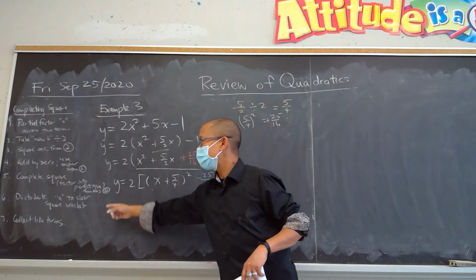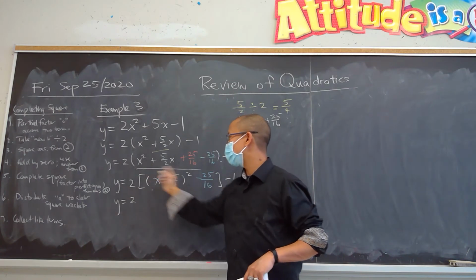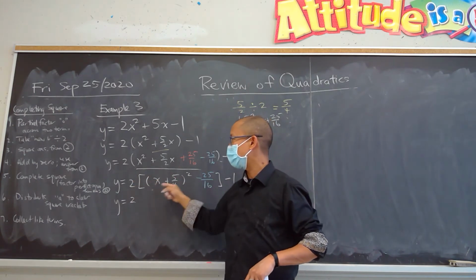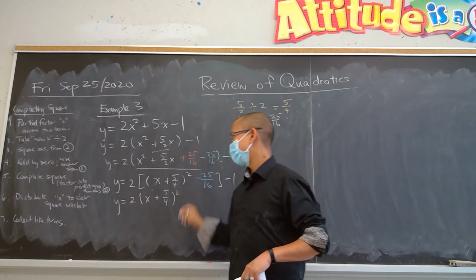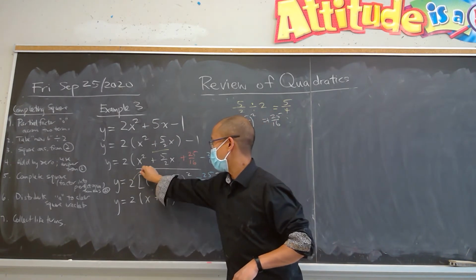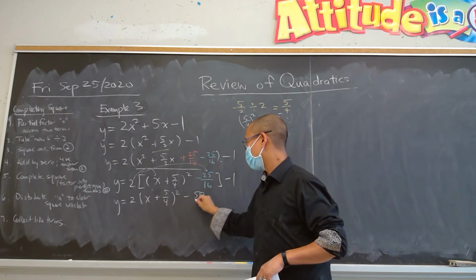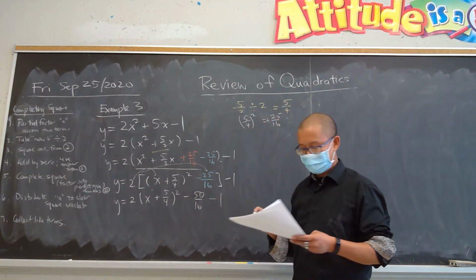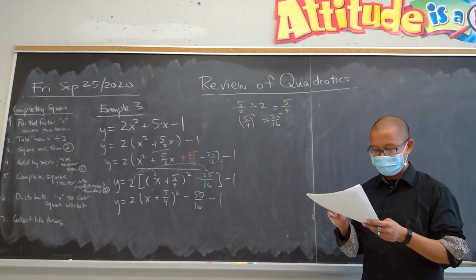Notice now we're at step 6. Distribute the 2 and clear those square brackets. So 2 and this first bracket. Notice you get 2 in that bracket. That's fine. So notice what I'm doing. I just arrow that. And then 2 times that. That's negative 50 over 16 minus 1. And I think I made a boo-boo.